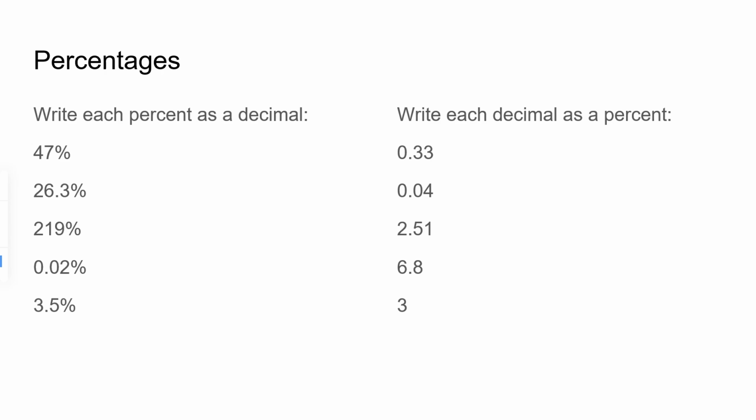Now we're going to get into percentages. Write each percent as a decimal. So 47%, in order to turn a percentage into a decimal, you would take the percent divided by 100. Whatever the percent is, divided by 100. So 47%, we go 47 divided by 100, which gives us 0.47.